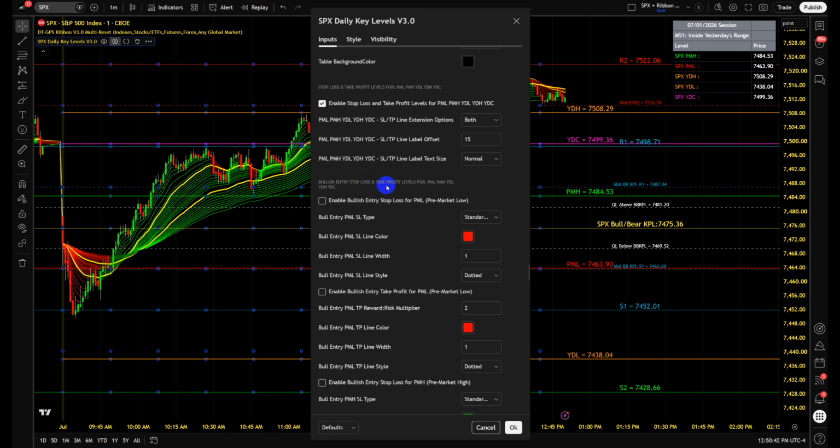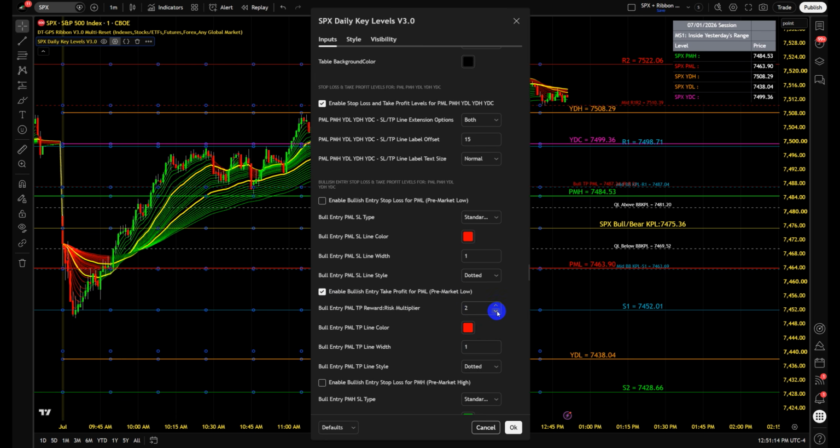It starts off with bullish entry stop loss and take profit levels. You can choose between standard SL or tight SL. Then under that, you can also select the take profit for the PML. Now, you don't necessarily have to use the built-in take profit to generate that. You can also use key levels that are already on the screen, but if you prefer it this way, and you want to get exact about the reward risk multiplier, you can use this here.